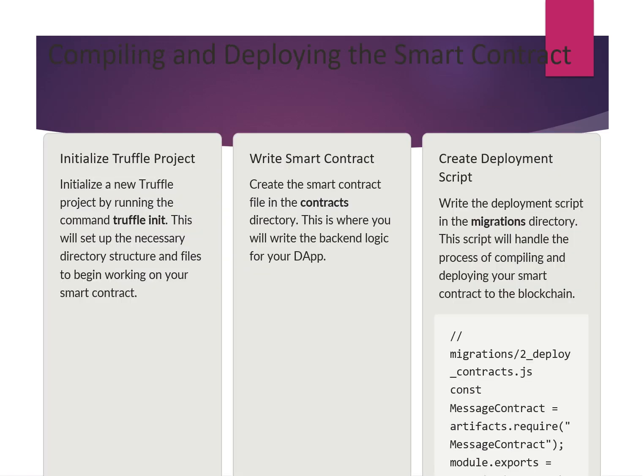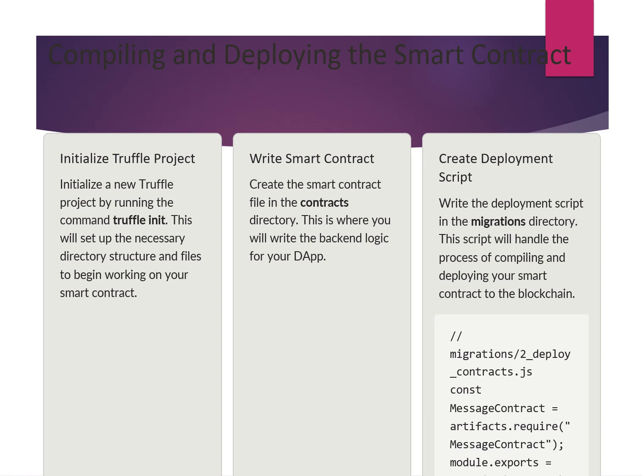To compile and deploy the smart contract, follow these steps. Initialize a new Truffle project with truffle init. The truffle init command creates a new Truffle project with a standard directory structure. Create the smart contract file in the contracts directory. Write the deployment script in the migrations directory. Deployment scripts are placed in the migrations directory and help Truffle manage the deployment of smart contracts.